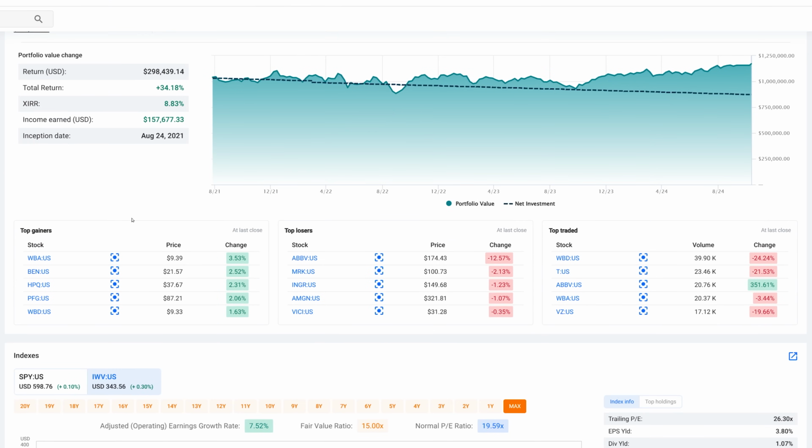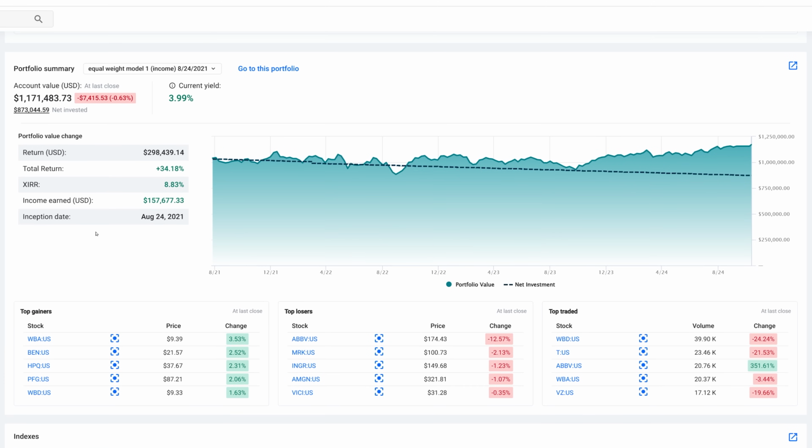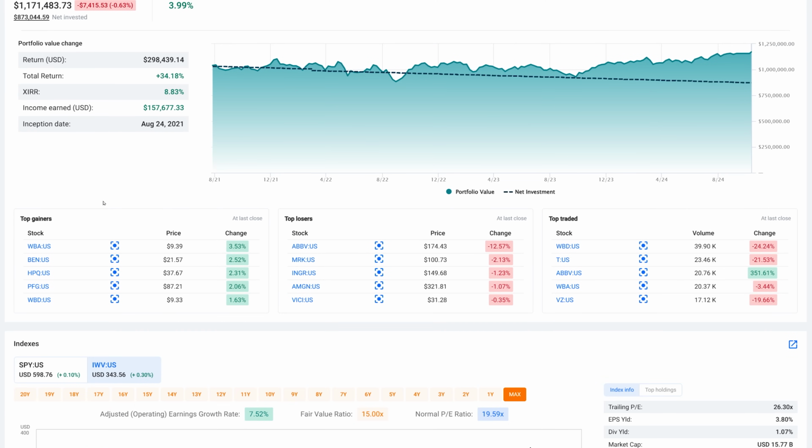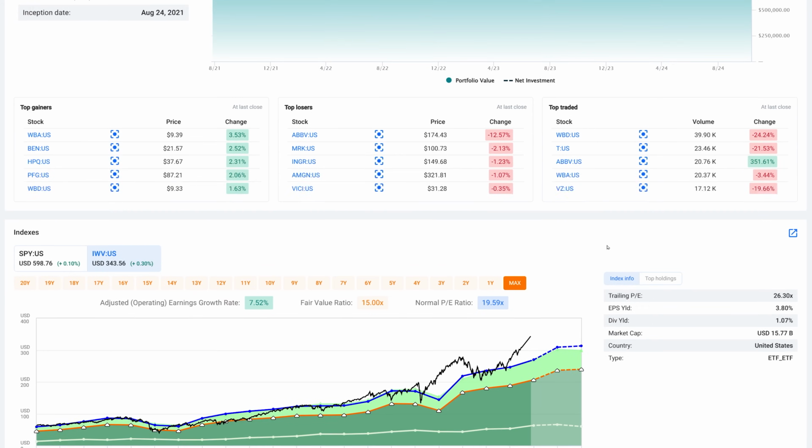And then if you have a portfolio, you have a portfolio summary here, where you can see what the portfolio you were looking at. This is just makeup. This isn't real, but it's just one that I've got here as a sample for you, and it shows some different companies. And it gives you your top gainers, top losers, and top traded for the day.